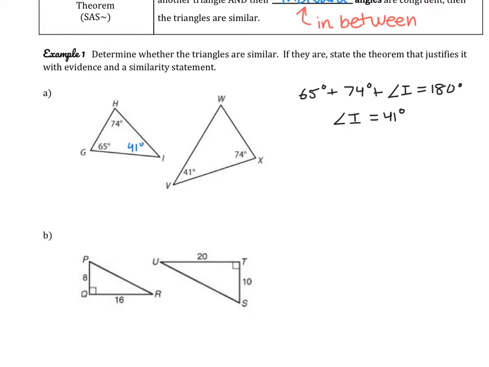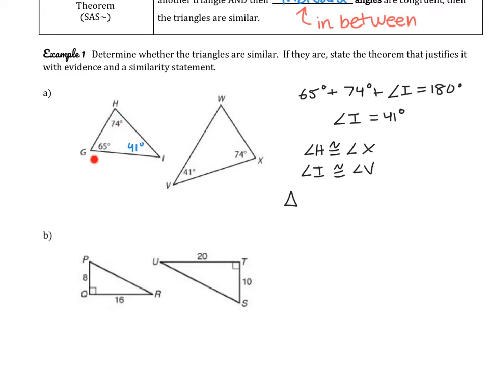So here I can see that angle H is congruent to angle X, and I can see that angle I is congruent to angle V. So this is enough to show that the two triangles are similar. So let's state the order in which they are similar.